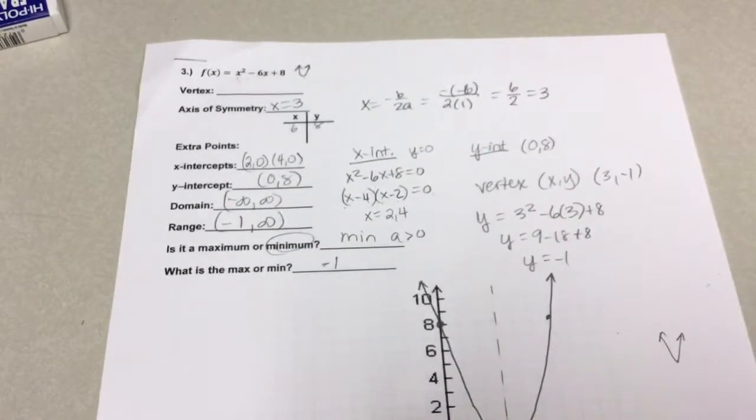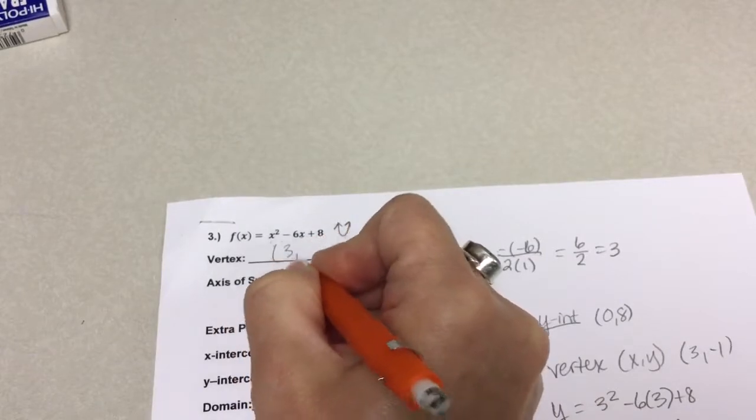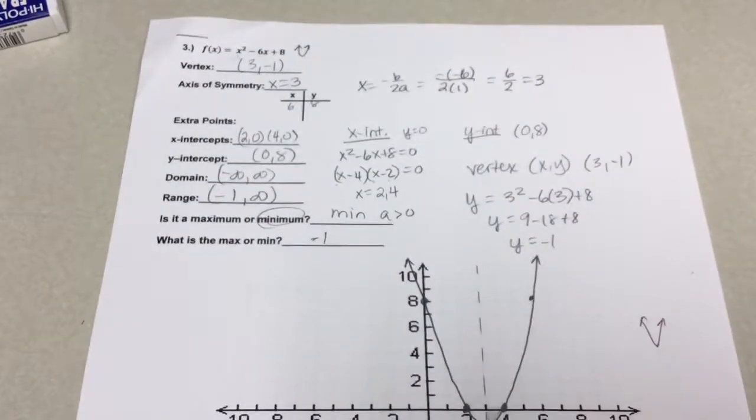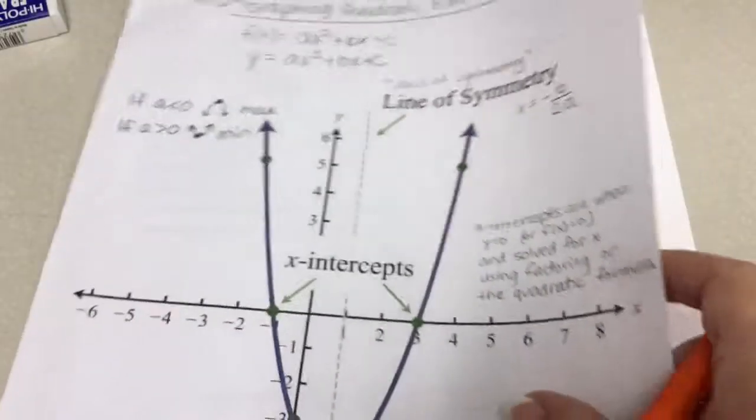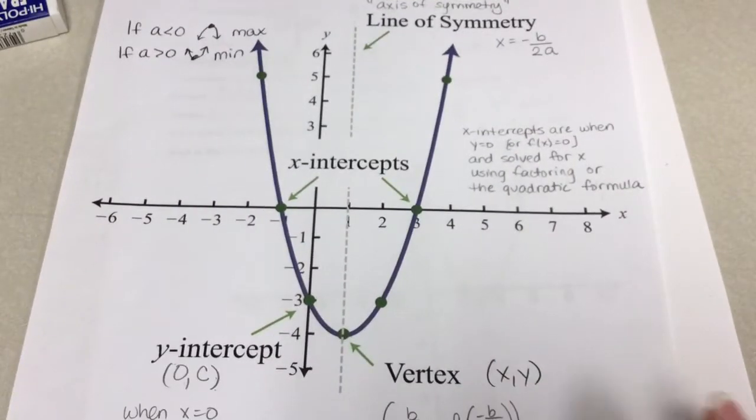Okay, so let's go ahead and put our vertex in, (3, -1). So if you just follow this system for graphing, you'll kind of get an idea of how the graph looks. And now you can graph quadratic functions, and you know what all of these vocabulary words mean on this graph. Good luck.